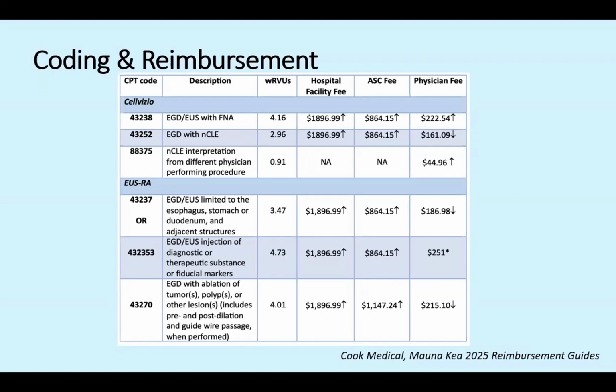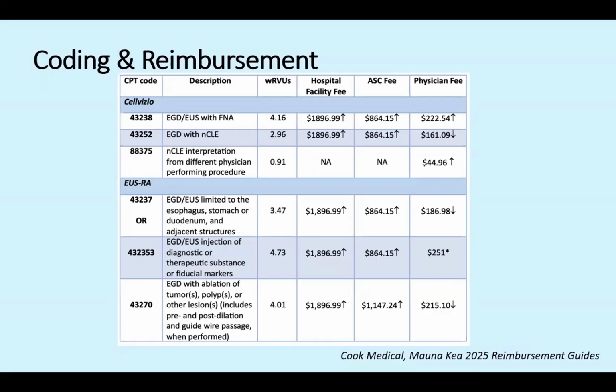When it comes to your radiofrequency ablation, there are 2 potential EUS codes you can use. There's 43237 versus the 43253. You can see there is some RVU difference, but the facility fee is the same.